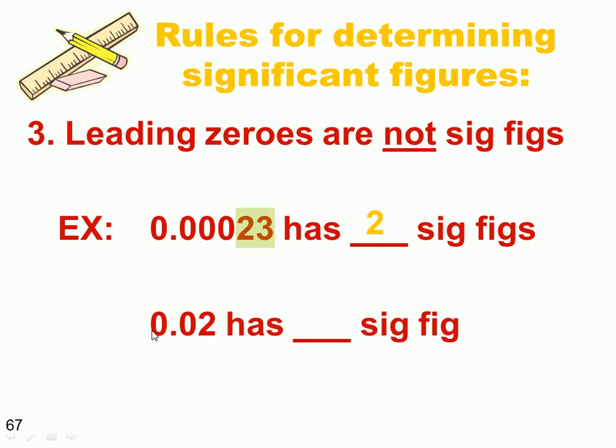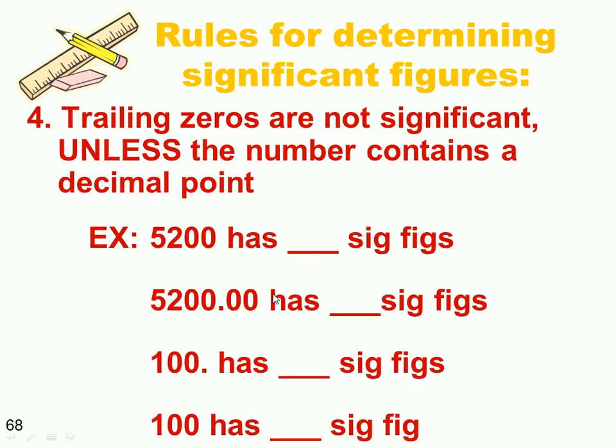Here I have leading zeros, they are not significant to the measurement, and I have 1 sig fig. You should continue to highlight or underline the significant figures just so they stand out at you in your notes. So I'm going to now combine all the previous rules with this rule, and this is where it starts to get even trickier. Trailing zeros are not significant unless the number contains a decimal point.